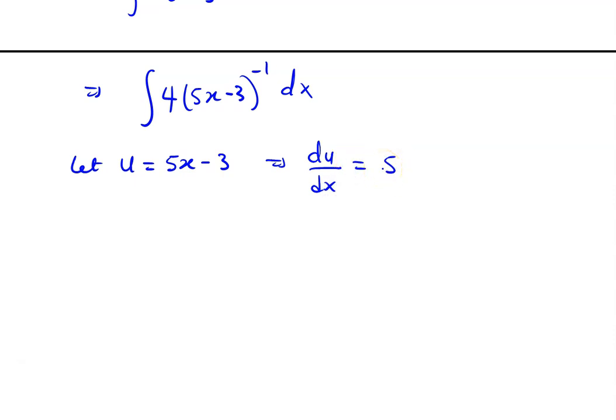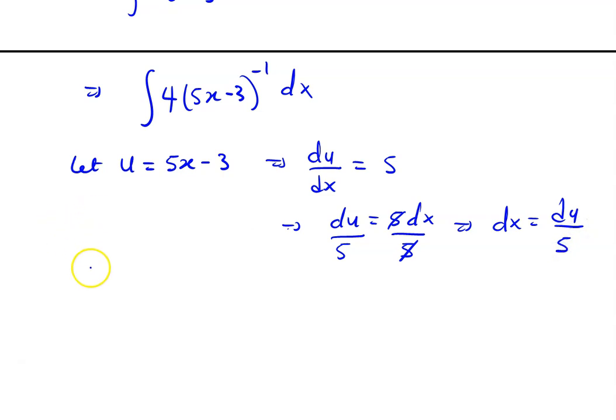So at this point, du/dx is equal to 5. Getting this, I can make dx the subject. That is, du is equal to 5 dx. Now I can divide both sides by 5, then I'm going to get dx equal to du on 5. So now I can substitute the value of u and dx into the integration above. It's the integration of 4 into u^(-1), and then dx is the same as du all on 5.